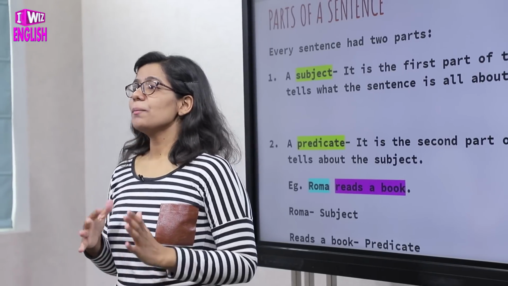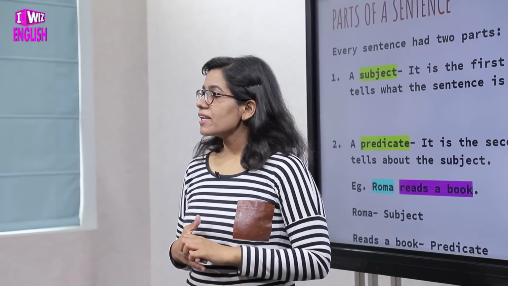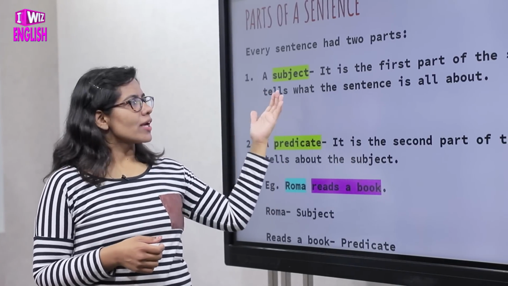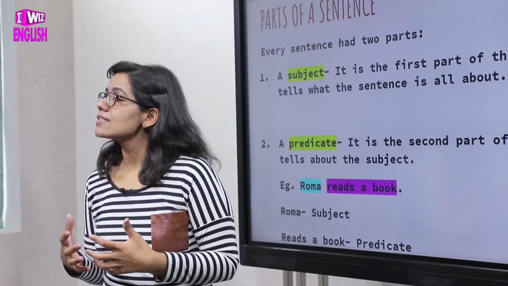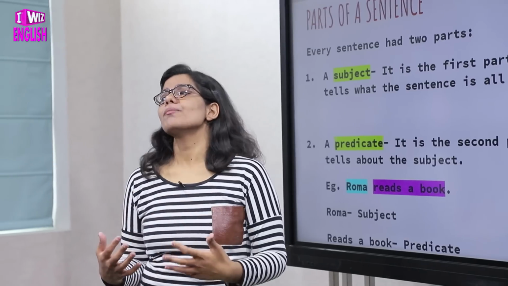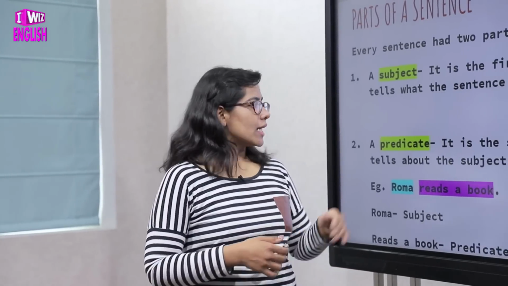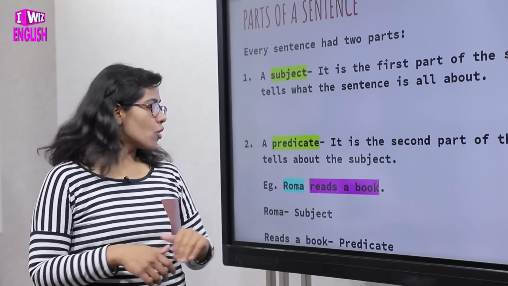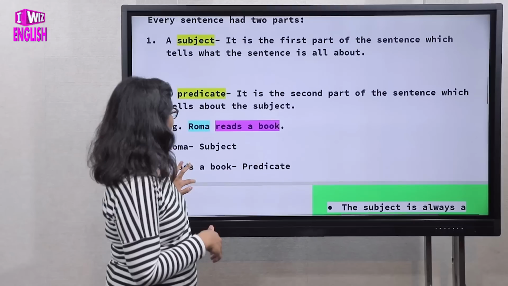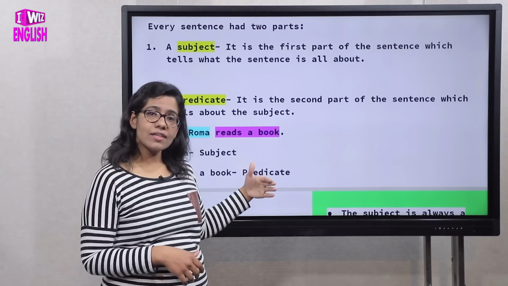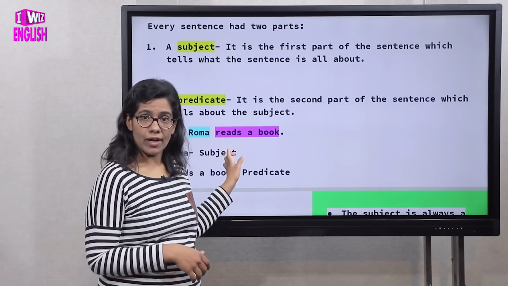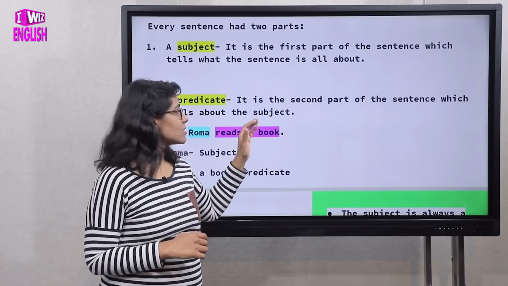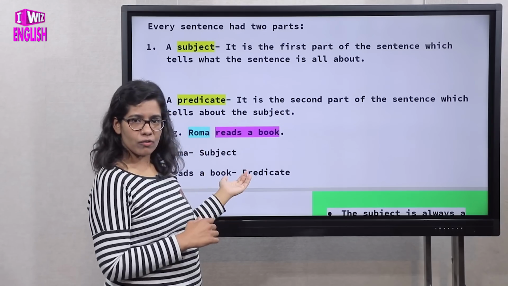Now we'll study the different parts of a sentence. A sentence is mainly made up of two parts: the subject and the predicate. A subject is the first and foremost part of a sentence, which gives you the major information of what the sentence is all about. Next is the predicate, which is the second part of the sentence, and it tells you about the subject. We have an example: Roma reads a book. In this case, Roma is your subject, the main part of the sentence, and reads a book is the predicate, because it is telling you about the subject, Roma, all right?